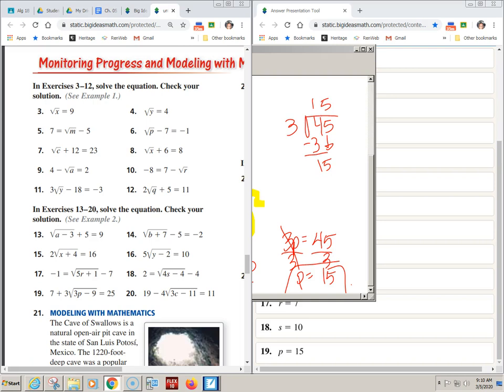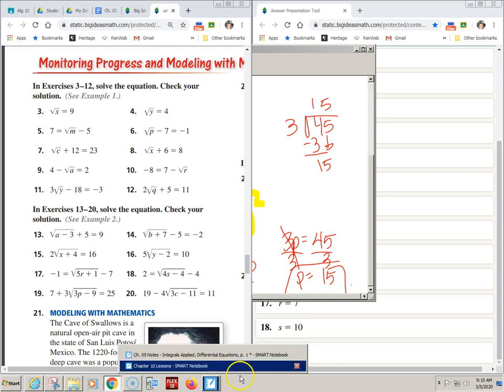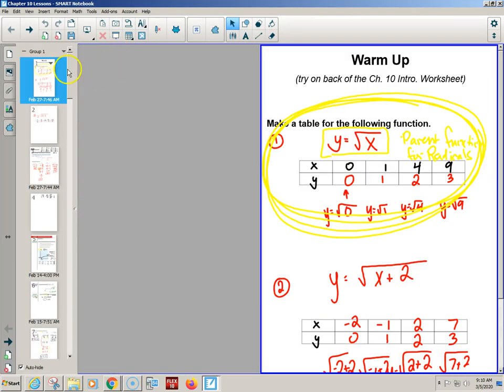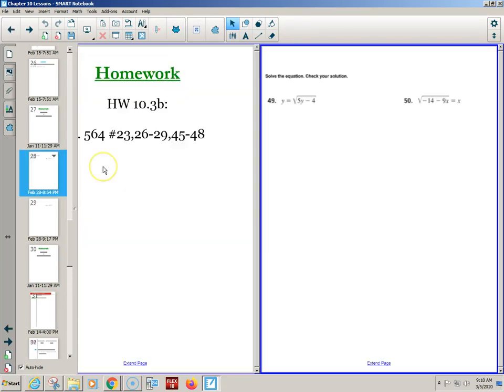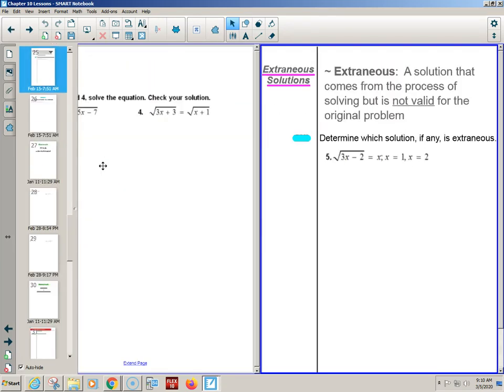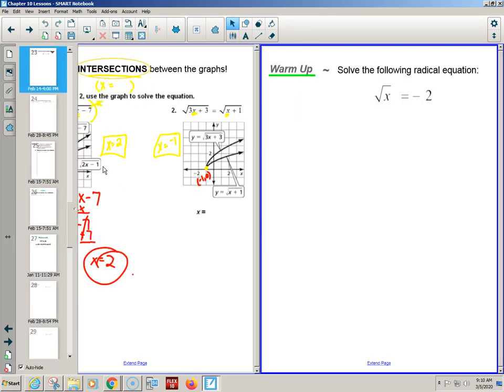Hey guys, go ahead and flip over to the other side of your worksheet because we started it yesterday, but we definitely didn't finish it. There's this vocab word we need to figure out today called extraneous.